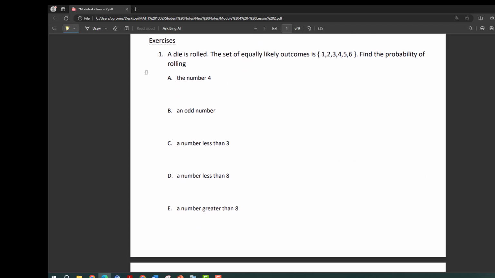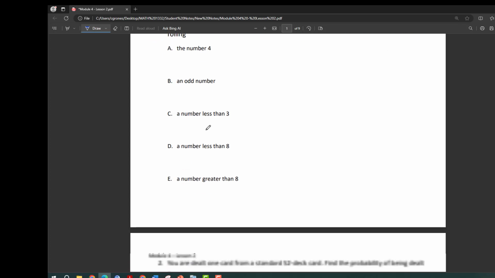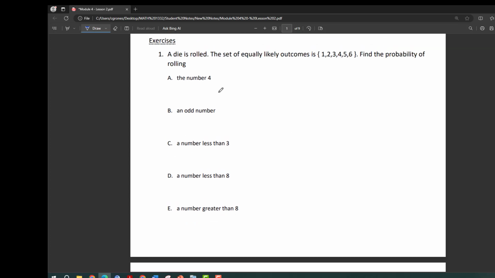So let's look at our first exercise. Exercise 1 says that a dice is rolled. It says the set of equally likely outcomes is 1, 2, 3, 4, 5, and 6. So we have just a normal dice. We roll it. We can either get the numbers 1, 2, 3, 4, 5, or 6. So we are going to find the probability of rolling, and we have 5 different options. So on A, we want the probability of rolling the number 4.